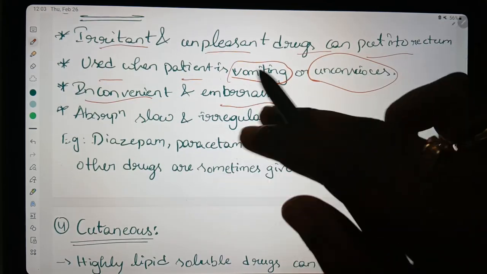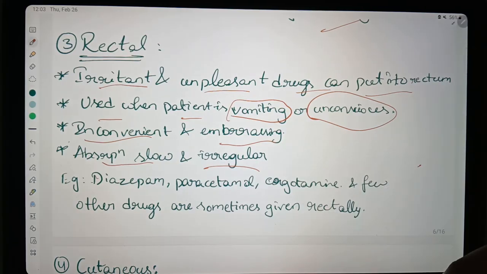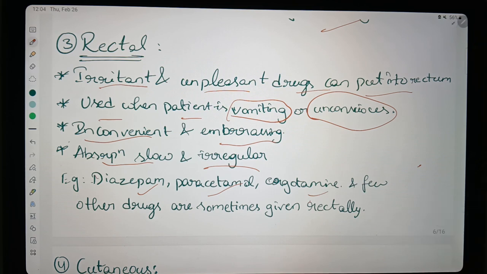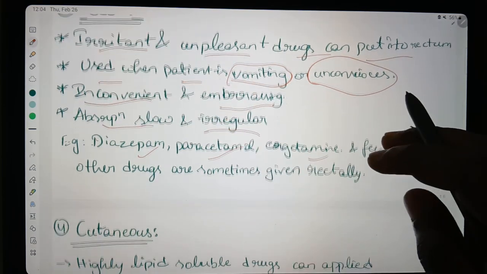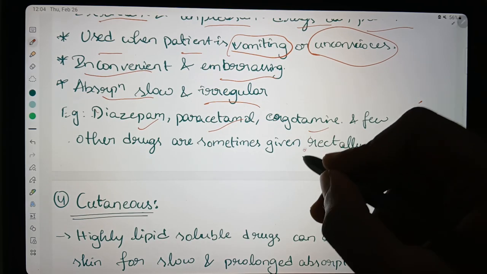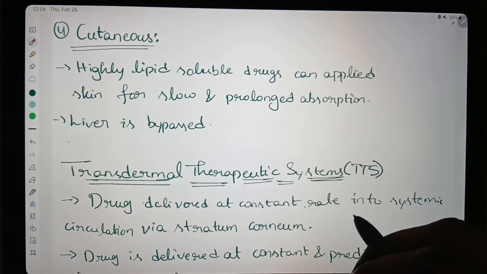In this route, the absorption is slow and irregular. For example, drugs like diazepam, paracetamol, ergotamine and a few other drugs are sometimes given rectally, not orally, sorry, rectally. And continuing, the fourth one: cutaneous.